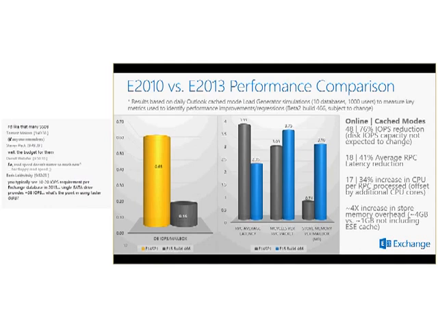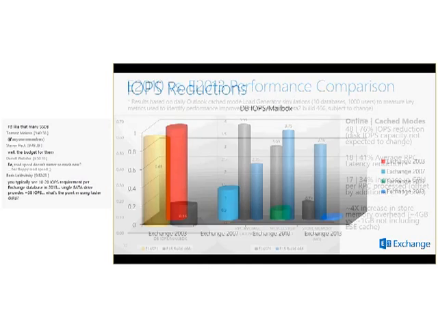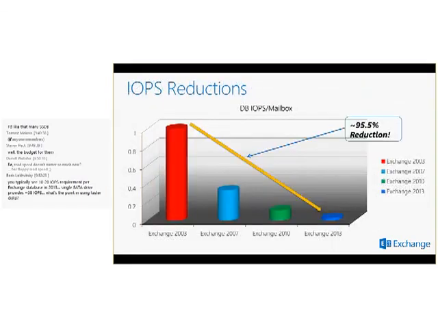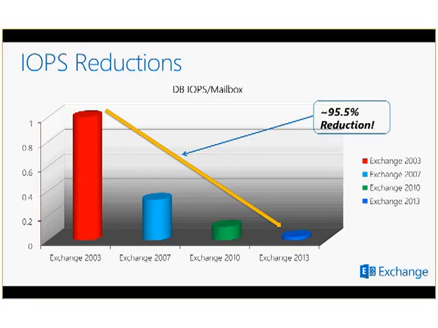Right? So we've actually gotten down, again, depending on your profile types, roughly a 95.5% reduction in I/O all the way from Exchange 2003 to Exchange 2013. Right, so from 2007 to 2010, you kind of saw that 50 to 60% reduction depending on user type, and you're seeing roughly 35 to 50% reduction again from 2010 to 2013 depending on your user type.